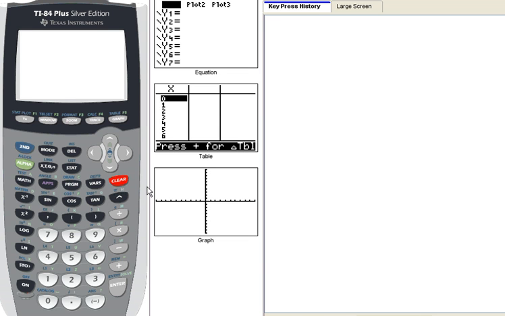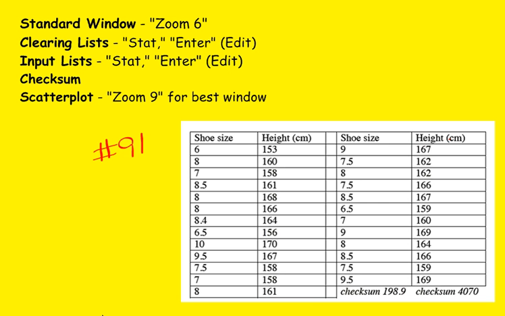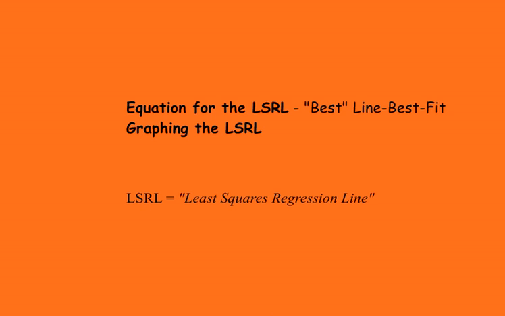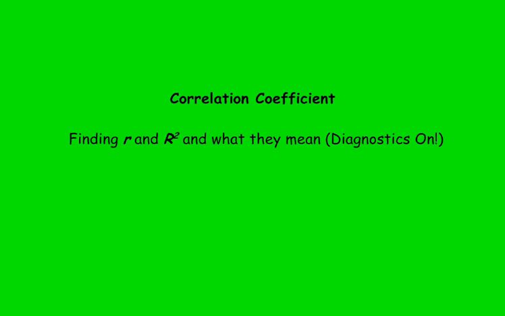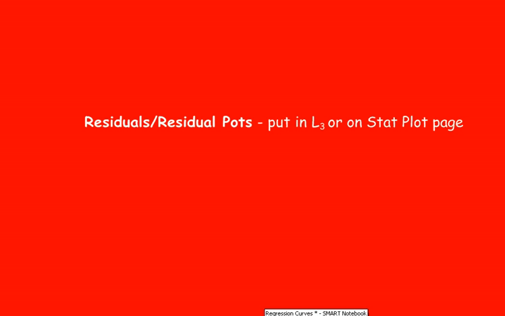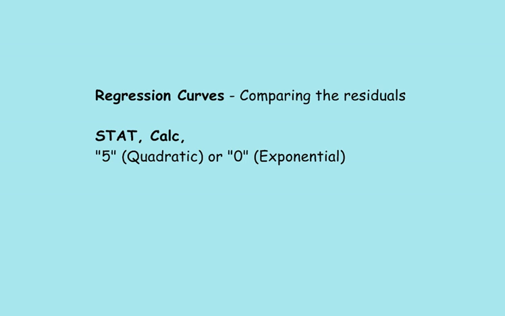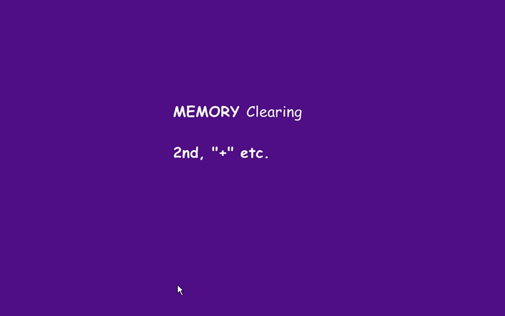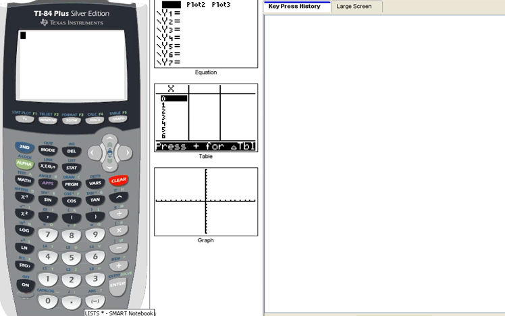All right, so we're gonna do a little graphing calculator stuff. This video I'm gonna focus on the stats. So we're gonna do all the stuff with inputting lists. We're gonna go on to the least squares regression line, correlation coefficient, residuals, and regression curves, and then how to clear your memory. So let's go back. Let's start at just inputting lists.